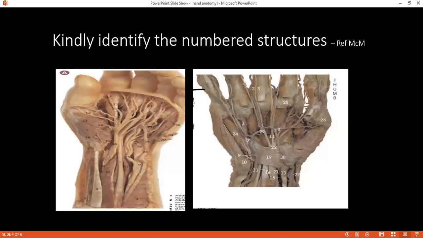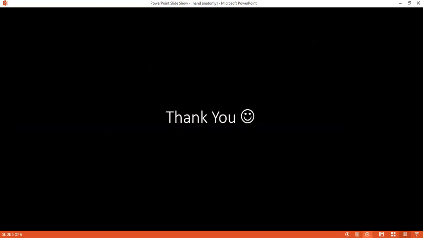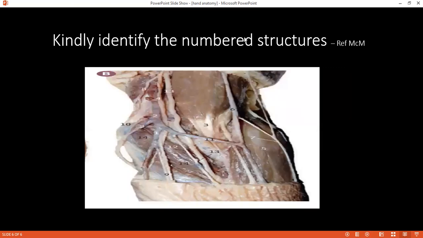So what is the superficial palmar arch, if you can tell me quickly? The superficial palmar arc is the arc which is formed by the superficial branch of the ulnar artery, with an anastomosis from the radial artery, which supplies the palmar surface of the hand. Okay, thank you.